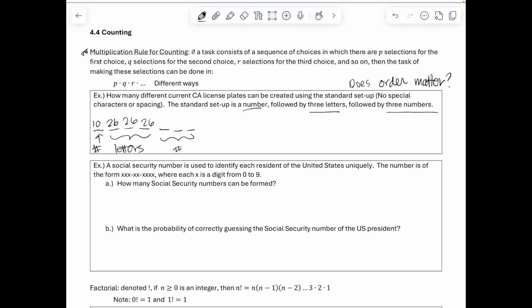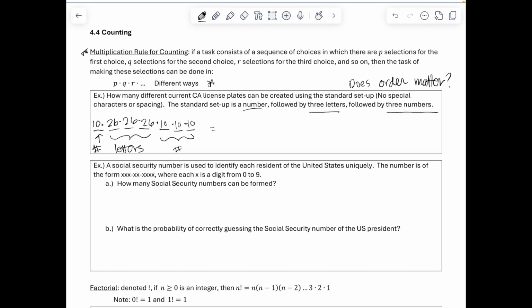Likewise with the third spot, since those are all letters. The last thing is numbers, and they could repeat also. Just because your first digit was a 7 doesn't mean you can't have a 7 again. So 10 in each of these places. And then as the formula states up above, we're going to multiply in between all of these.